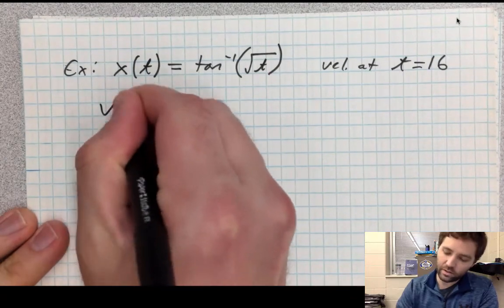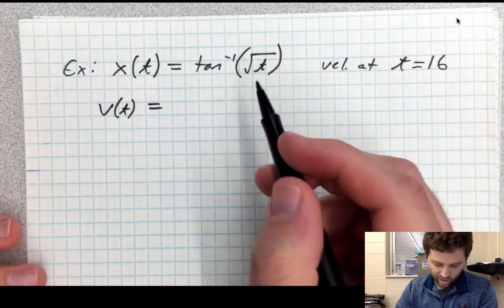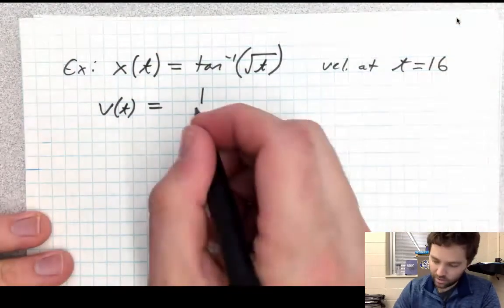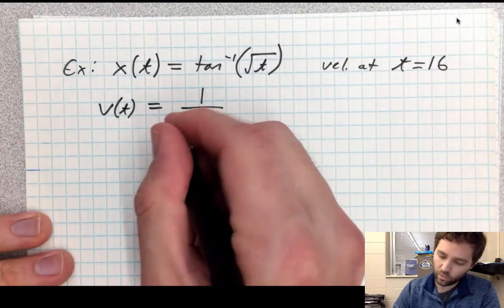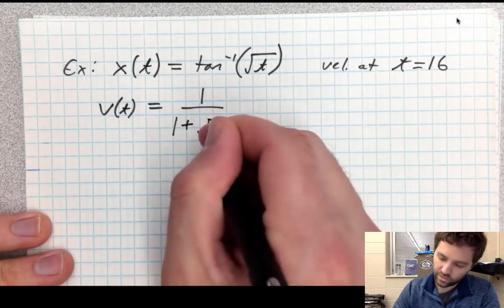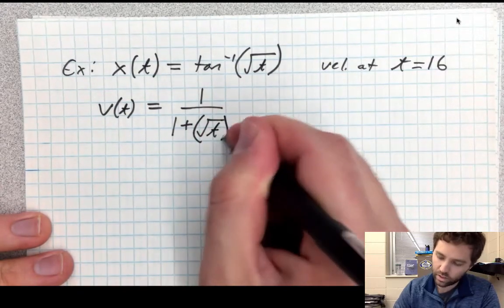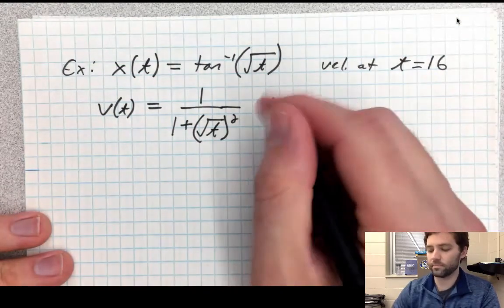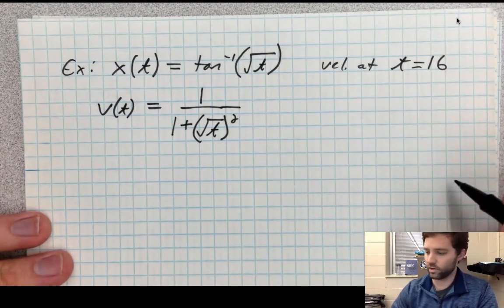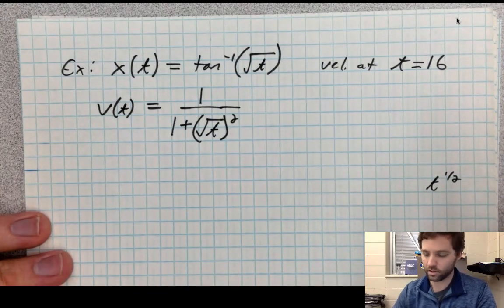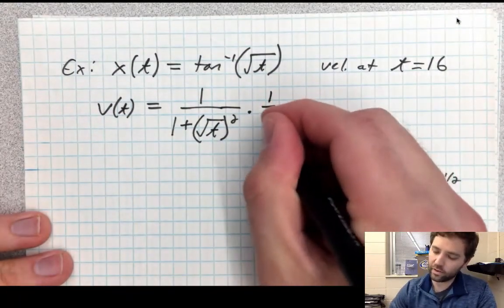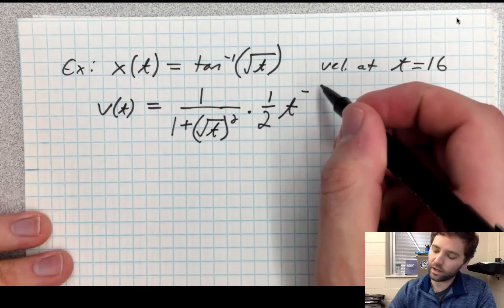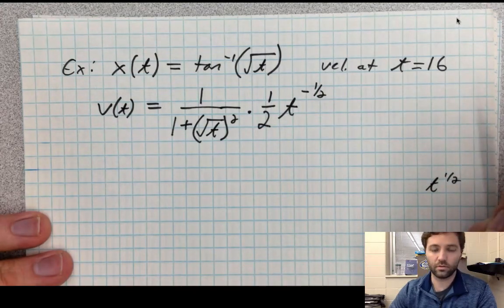So v of t will be equal to, the derivative of tangent is 1 over 1 plus u squared. That one's not so bad. So that will be 1 over 1 plus the square root of t squared times the derivative of u, u prime. Just make a quick note over here: remember that that's t to the 1/2 that we're deriving. So I'm going to end up with 1/2 t to the negative 1/2 for the derivative.